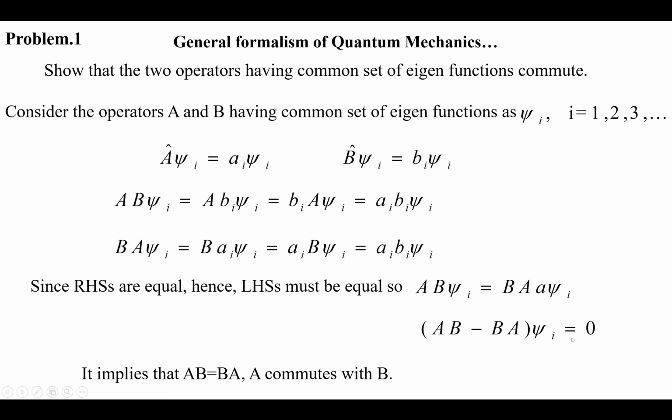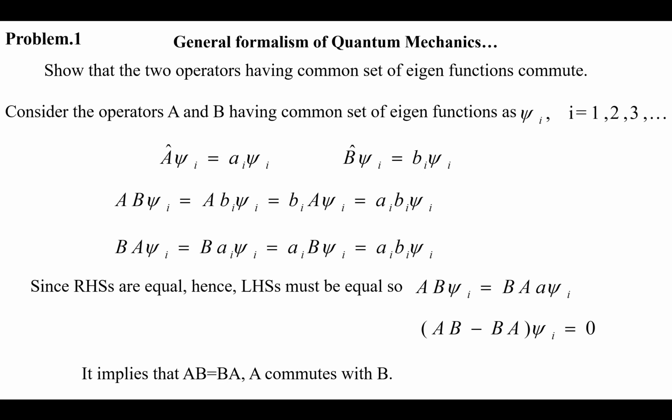So it implies that AB minus BA equals 0 or psi i equals 0. Psi i cannot be equal to 0. The only possibility is that AB minus BA must be equal to 0. If psi i were equal to 0, that means there is no wave function at all. The wave function exists. So AB minus BA equals 0, it implies that AB equals BA. So AB equals BA, which gives the answer that A commutes with B.